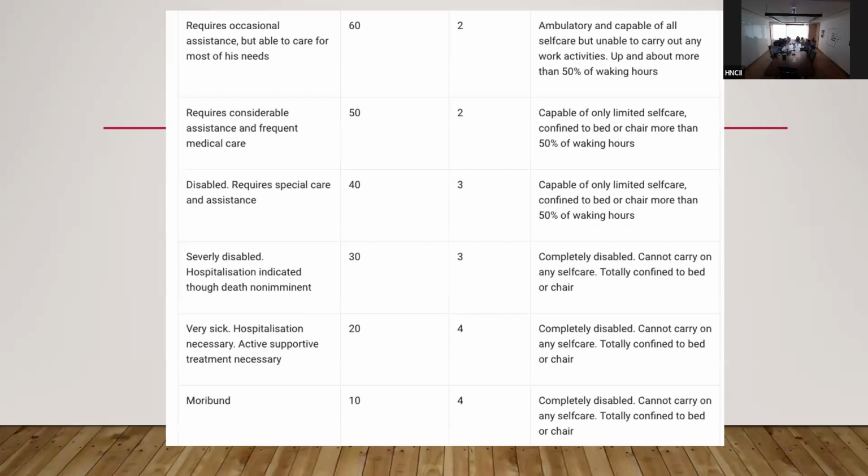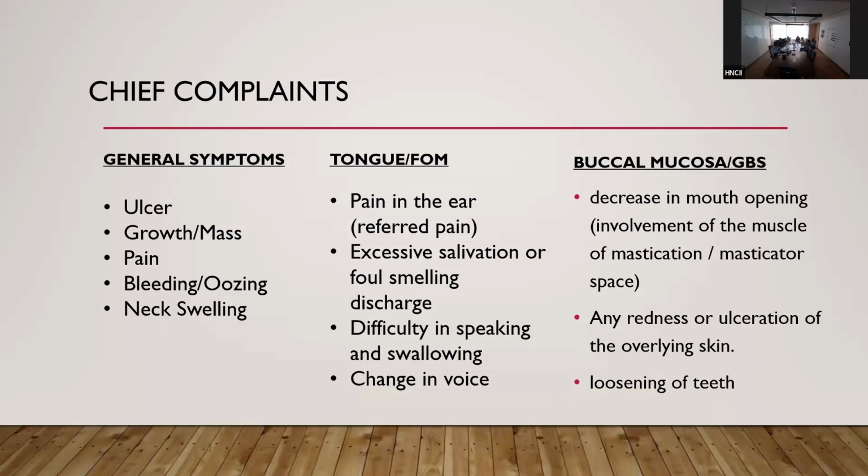When you see the patient entering the room, you can take an assessment of how his general condition is. Then coming on to chief complaints. So for any oral cancer patient, the general symptoms which they can present with is any ulcer or growth in the oral cavity. They can have a localized pain, bleeding or oozing from the tumor, or a neck swelling because of neck nodal metastasis.